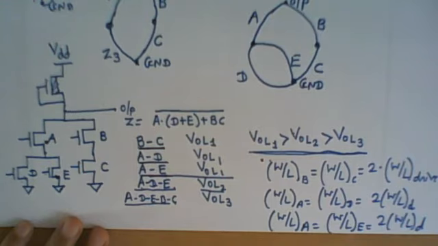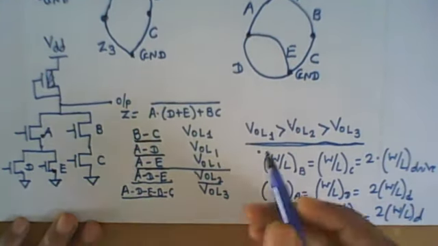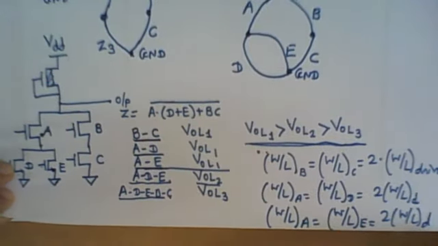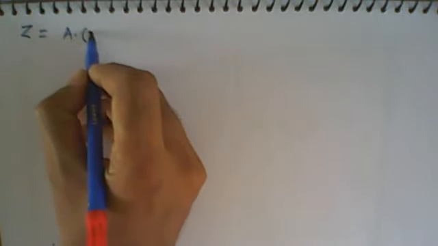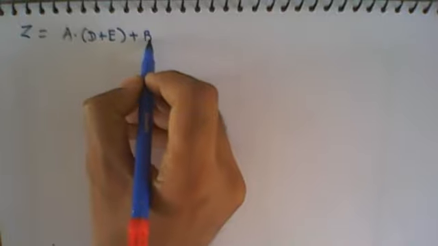So this is the worst case design. Once this is satisfied, by default V12 and V1 will be satisfied. Now next is how to find out the equivalent W upon L. So here Z is equal to A into D plus E, plus B into C.